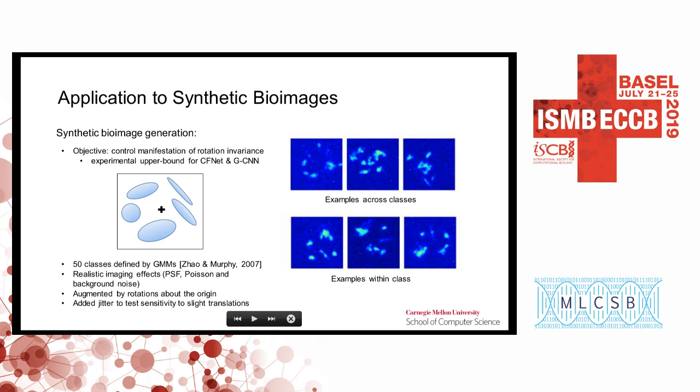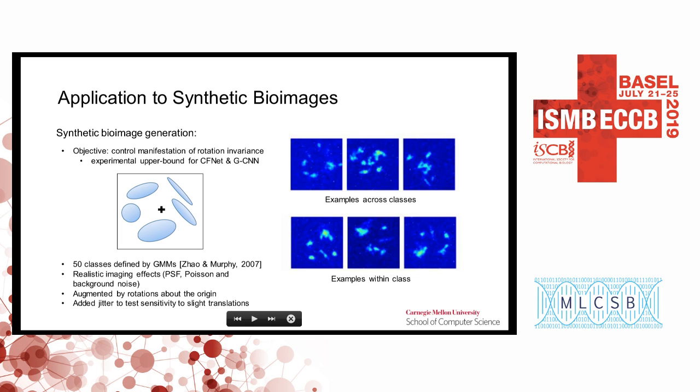Each class, of which we have 50 in our experiment, is defined by a unique Gaussian mixture model. In order to generate an example image, we sample from this distribution, and then we add some imaging effects like noise and blurring. And then we augment the images by a random rotation.